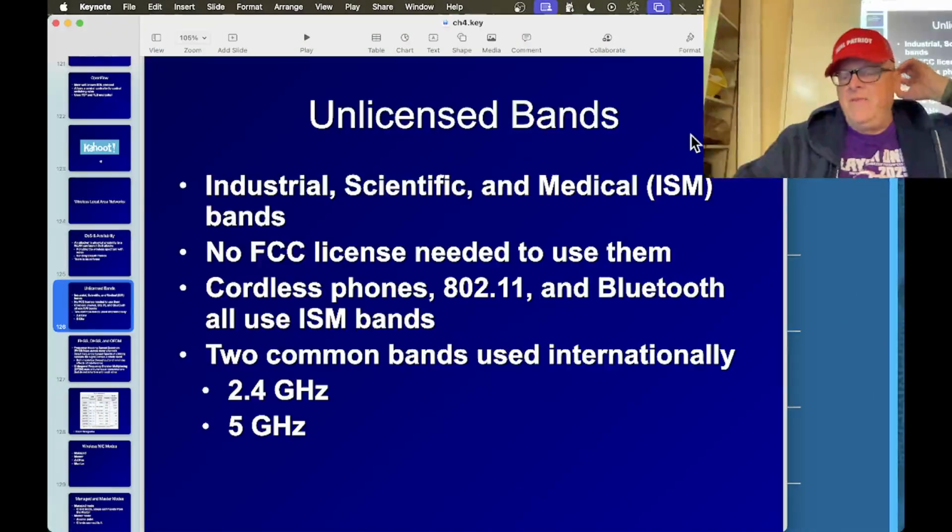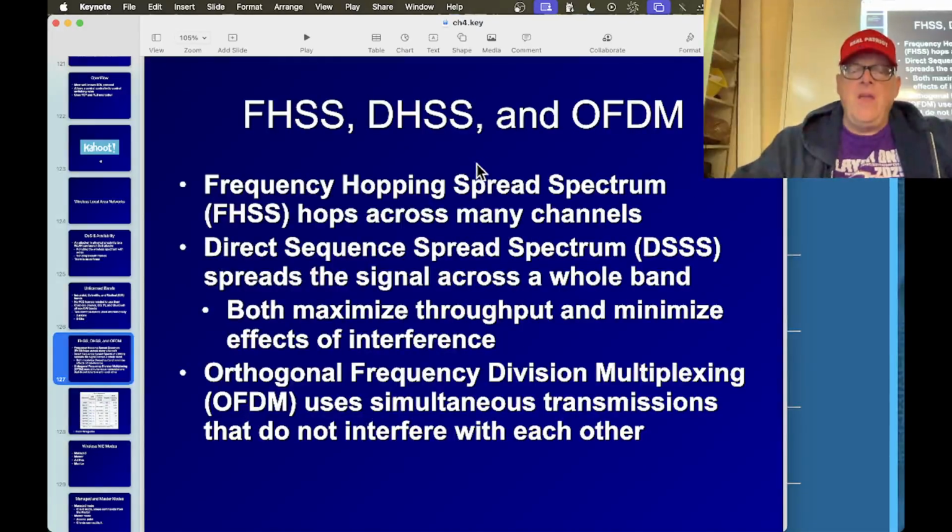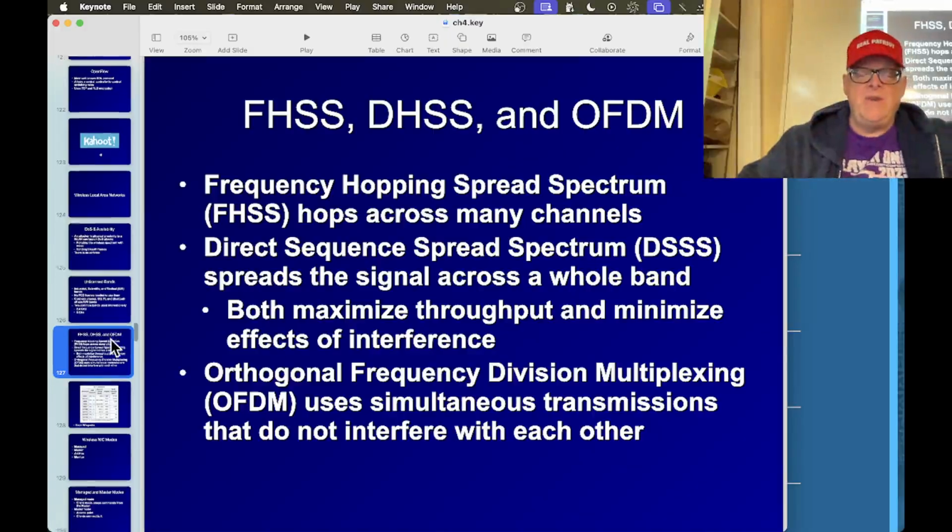Now, there are limited bands of wavelength available for general use. Most bands have been sold for a specific purpose and you can't use them for anything else. So a lot of traffic, a lot of devices are all sharing two bands, the 2.4 gigahertz and the 5 gigahertz band, which is why you get so much interference. Now, frequency hopping spread spectrum hops across many channels. Direct sequence spread spectrum also uses a lot of channels. And orthogonal frequency division multiplexing is a way to send multiple streams of data at the same time by carefully choosing radio signals that will not interfere with each other and be kept separate.